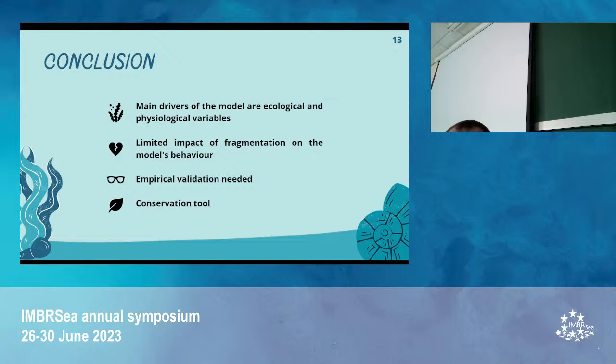A very big improvement that could be done in the future would be an empirical validation of our model, because we parameterized our model with empirical data, but we should try to validate our model with empirical experiments. So this should be done in the future. And overall, I think our model is a quite important conservation tool for management, and it could be applied to many other fields, such as restoration projects, which is a very burning topic right now.